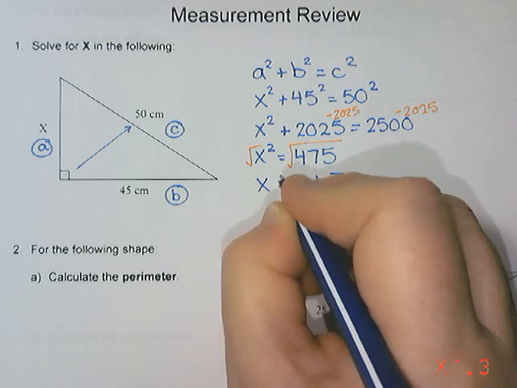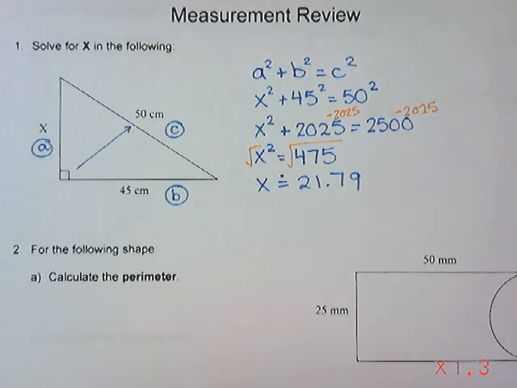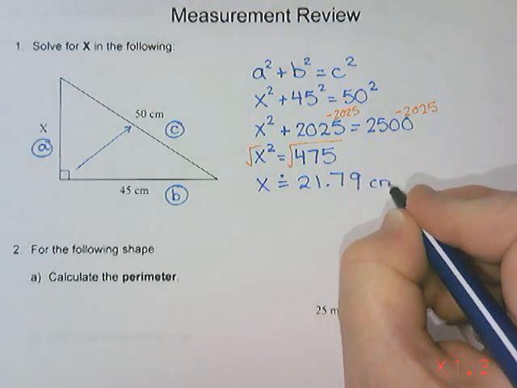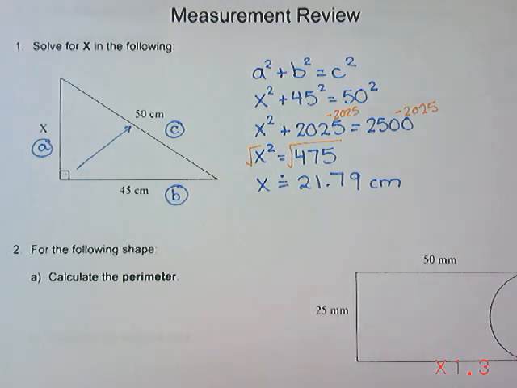I put a dot over the equal sign to show that I rounded. And then all I need to do is include units. So both of the other sides were in centimeters. So this is going to be in centimeters. All right, that's it for our first example on our measurement review.